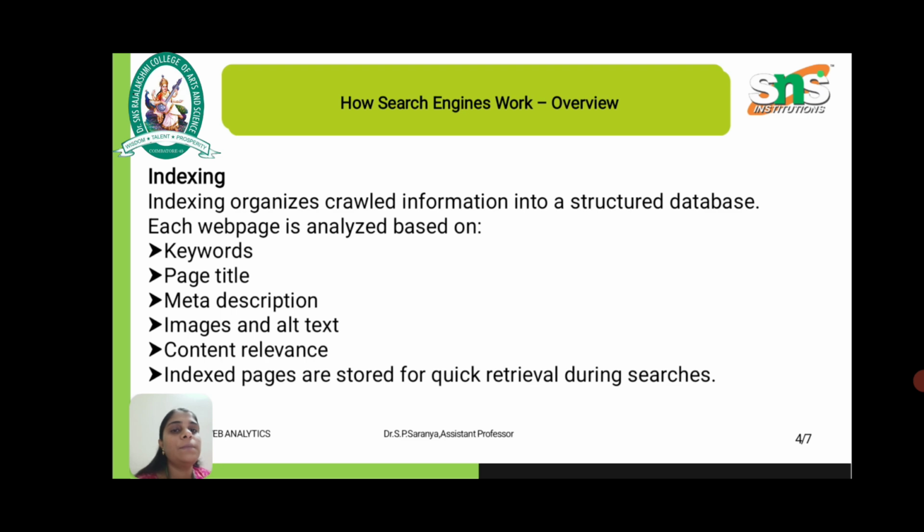Next one is indexing. Indexing is the process of organizing the information collected, and storing it in a database. Once the crawler collects all the information, the search engine needs to store it in an organized way so that it can be retrieved quickly. This stored information is called the index. Think of the index as a huge digital library or database. Every web page that is crawled is broken down into parts and stored carefully.